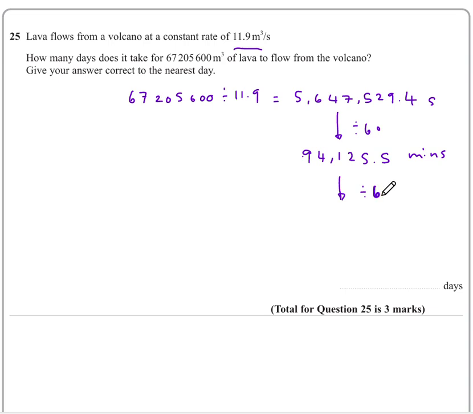If we divide by 60 again, that's going to tell us how many hours. And 24 hours in a day, so let's divide by 24, which is going to give 65.36 days. We want it correct to the nearest day. So the 3 would round down, wouldn't it? So it's going to be 65 days.